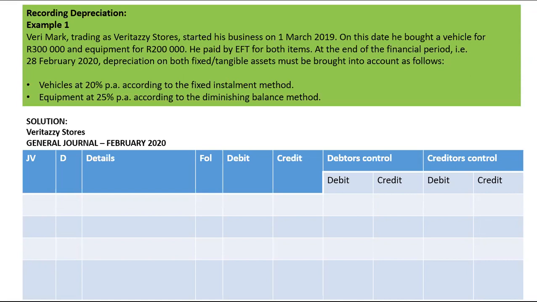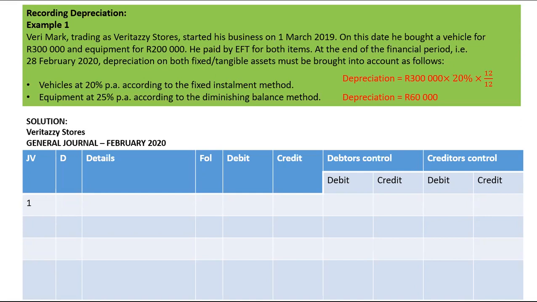Now, let me start by depreciating vehicles. We bought them on the 1st of March 2019, and the end of the financial year is the 28th of February 2020. Basically, we've only used it for a year. It doesn't have an opening balance of accumulated depreciation. Now, when I depreciate it, I will simply multiply it by 20% multiplied by 12, which will give me the depreciation amount of 60,000 rand.